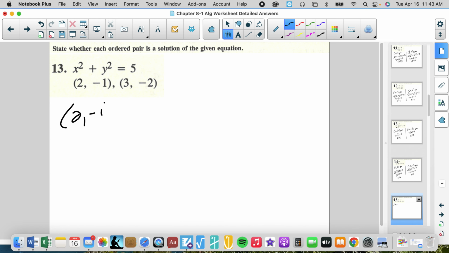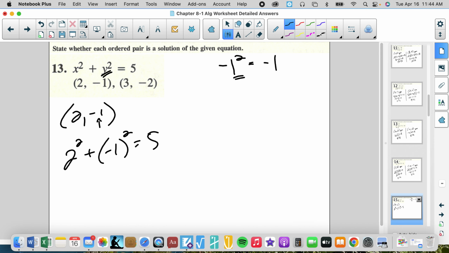So 2, -1. You have 2 squared plus quantity 1 squared equals 5. How many of you wrote the quantity? Because if you didn't, you can't write this. That's totally different. This is squaring 1. We're not squaring 1, we're squaring y. And my y value is -1. This is not going to give you the same answer, this is the proper way.